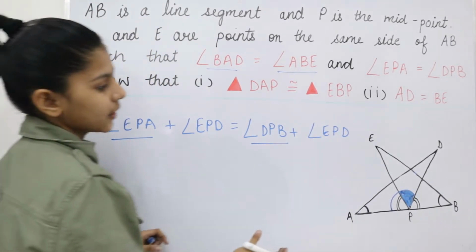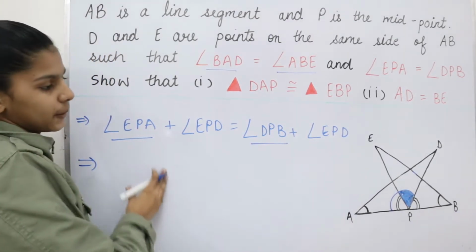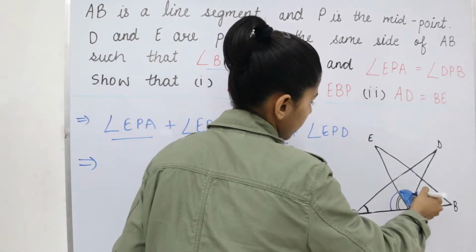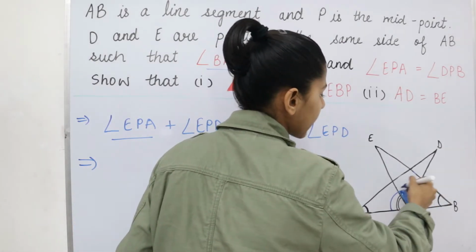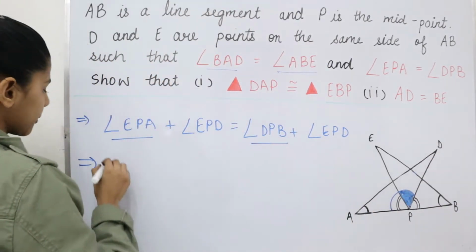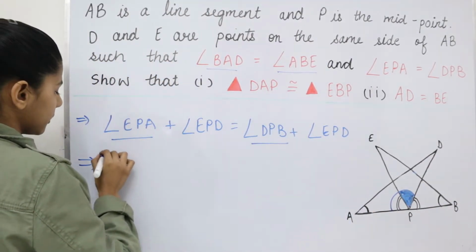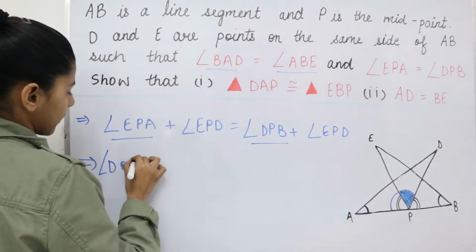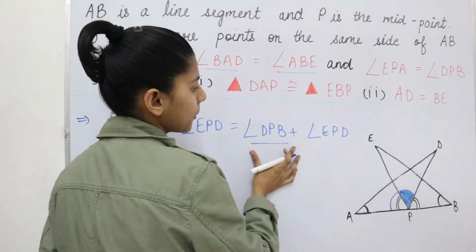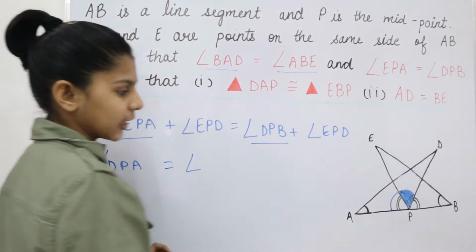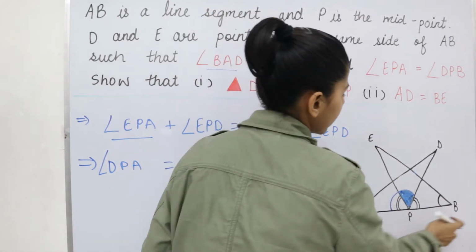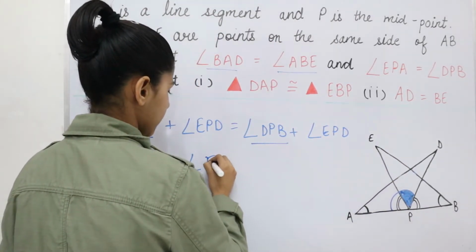When we add angle EPD to EPA, so this is EPA, this part, and this is EPD, what are we going to get? This complete angle, which is DPA. So we are going to write angle DPA is equal to. When we add angle DPB and EPD, what are we going to get? This complete portion. So we are going to get EPB.